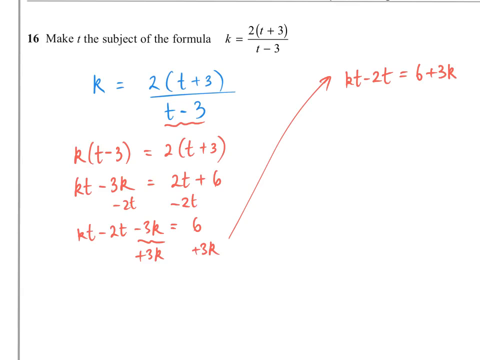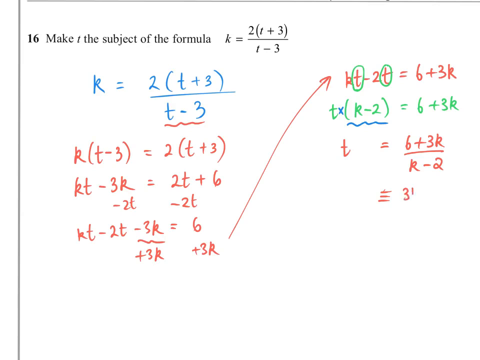And here's the interesting part, I can see t now as a common factor here. And now all I have to do is divide both sides by k minus 2, because this is a timesing relationship here. So that will leave me with t is equal to 6 plus 3k over k minus 2. Or you could say that's equivalent to 3k plus 6 over k minus 2, or even still you can take out 3 if you want as well.